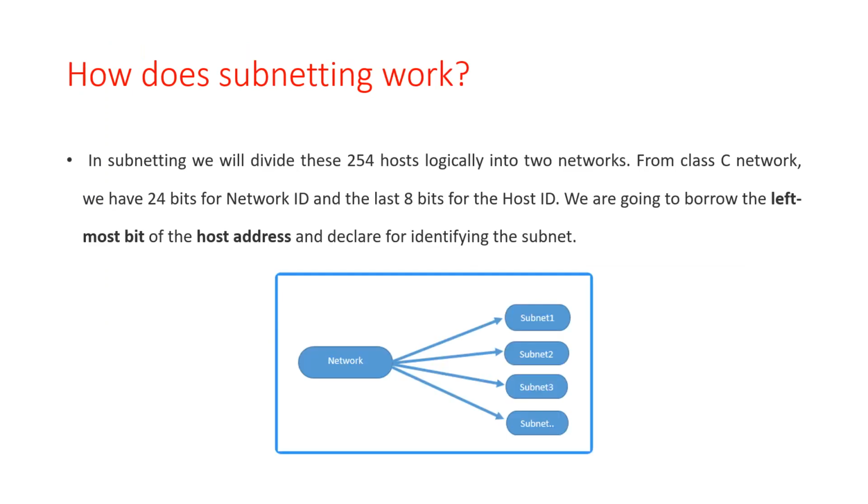So how does subnetting work? Suppose we have a class C network. We already discussed in the previous video how class C works. A class C network has a network ID and a host ID. In class C, we have 24 bits for the network ID and 8 bits for the host ID. All IP addresses are in the form of 32 bits. Among these 32 bits, 24 bits are assigned for the network ID and 8 bits are assigned for the host ID for class C addressing.